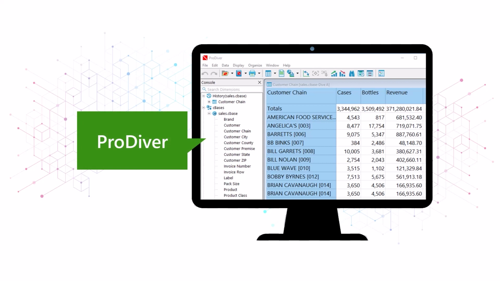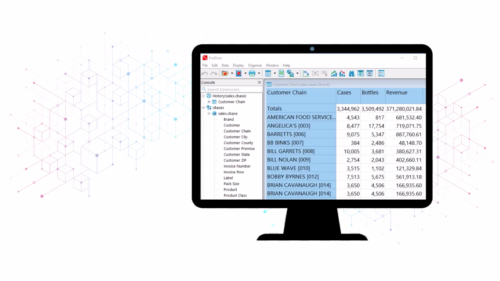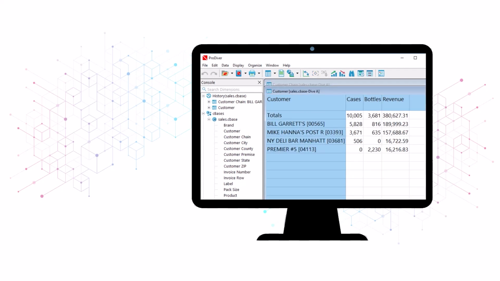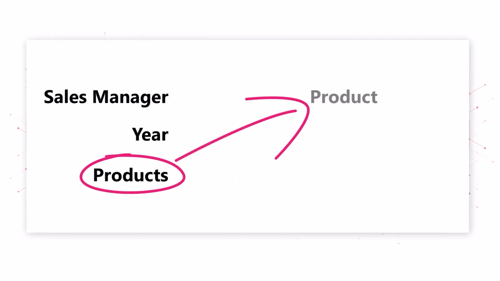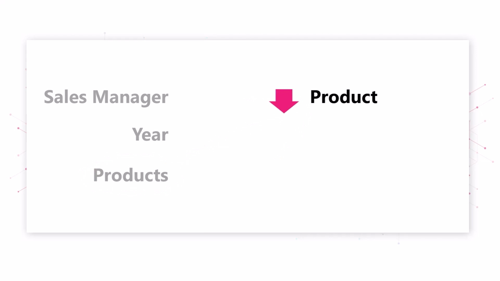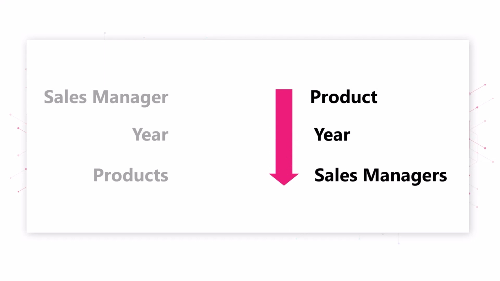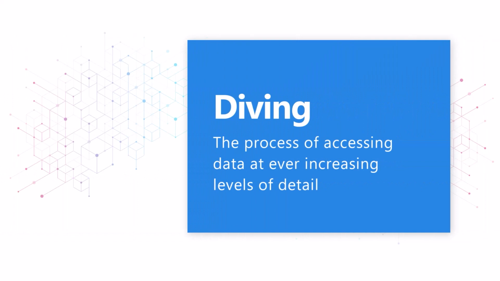ProDiver allows you to explore your data from any perspective by simply pointing and clicking. You can drill down from, say, information on one sales manager to information on that manager's performance in a particular year to information on the products they sold in that year. Or change your starting point and drill down from one product to the sales of that product in a particular year to all sales managers who sold that particular product that year. The process of accessing data at ever-increasing levels of detail is called diving.